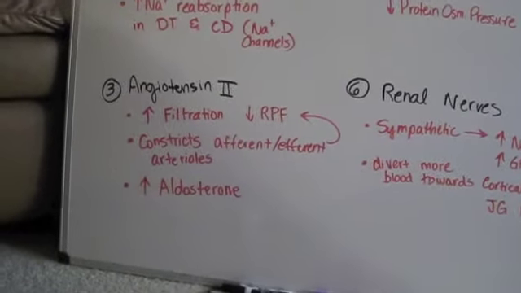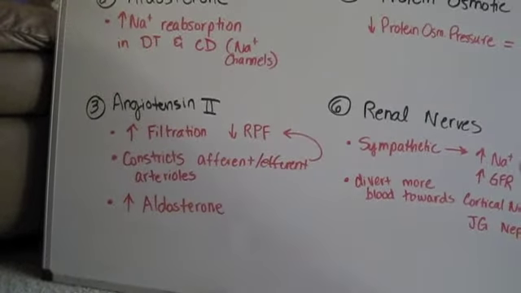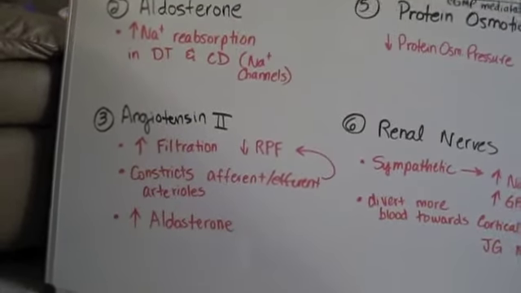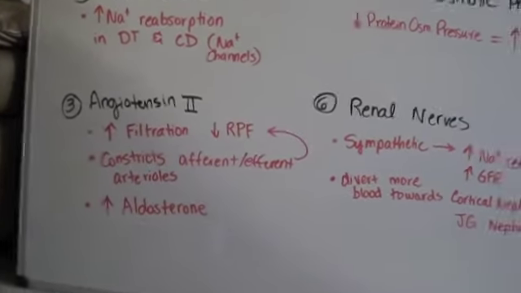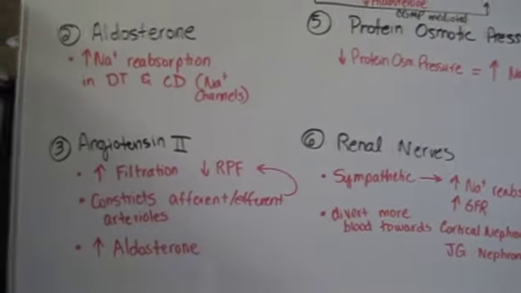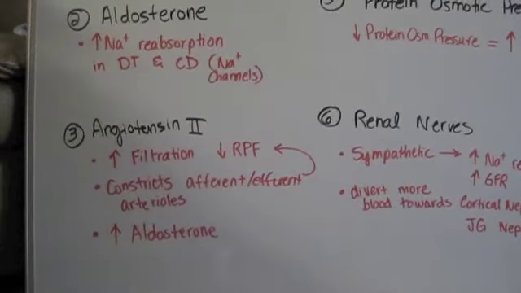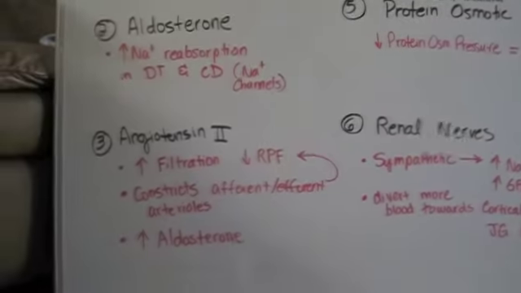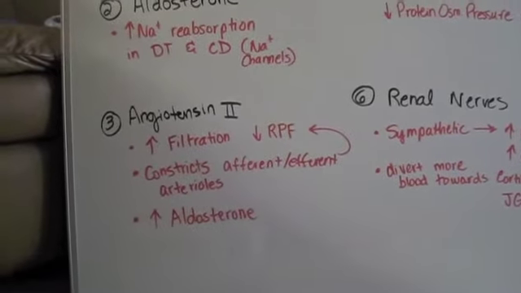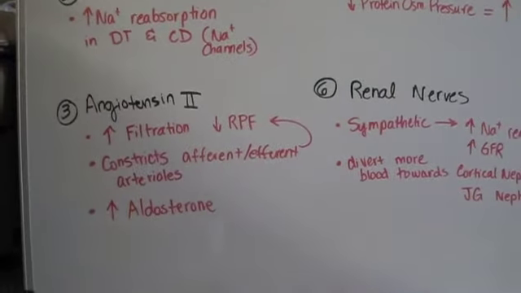What does that mean? Well, angiotensin II constricts the afferent and efferent arterioles going to and away from the glomerulus. So we are increasing filtration when we constrict the efferent arterioles, but we're decreasing renal plasma flow, because we are also constricting the afferent arterioles, those arterioles going to the glomerulus. We are increasing aldosterone also. So angiotensin II is going to increase aldosterone.